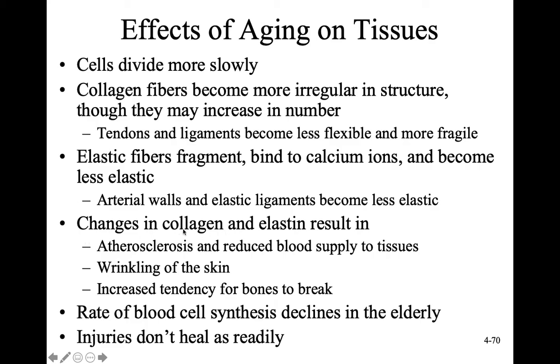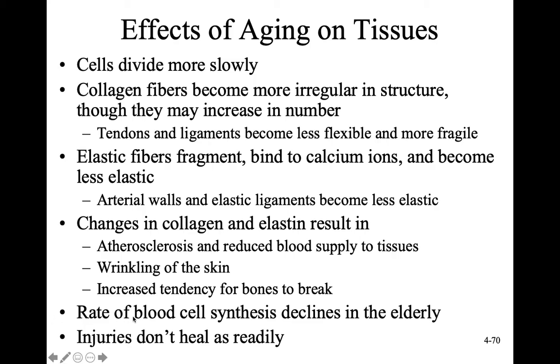When we get these changes in collagen and elastin, we can get what is termed atherosclerosis, hardening of the arteries. This ups our blood pressure, but it also reduces the blood supply to tissues. So this can cause things like a heart attack or stroke. We also get more wrinkling in the skin. When you're young, your skin can bounce back because of its elasticity. As you get older, that elasticity is lost, and so people tend to have skin that hangs in very odd, different ways.